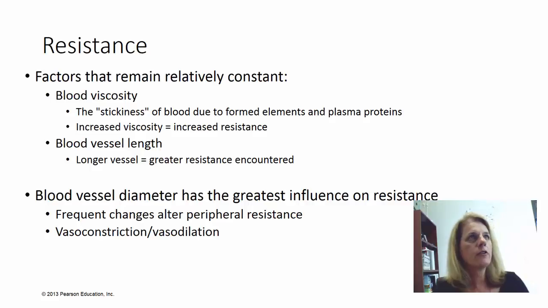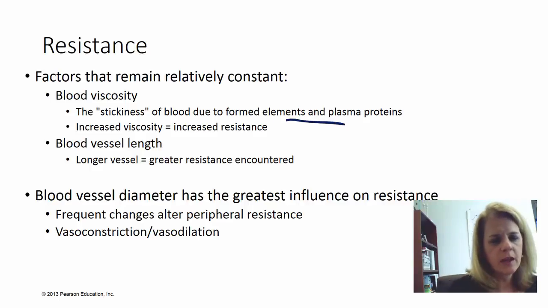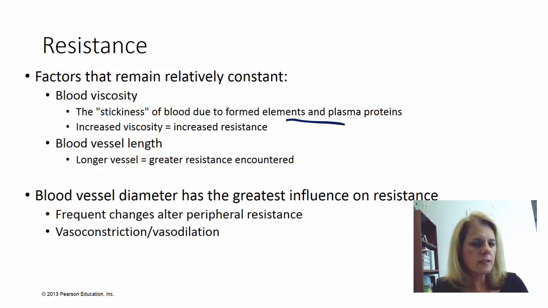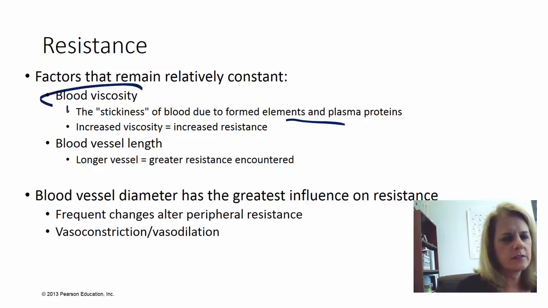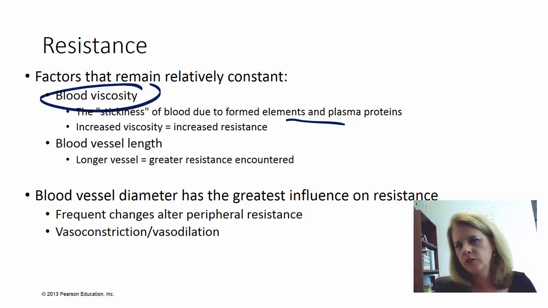But do we change these? Well, blood vessel length and blood viscosity really don't change all that much. The stickiness of the blood doesn't really change. The more sticky it is, the more viscosity, the more resistance you're going to have. But you don't see that unless you're severely dehydrated, which thickens up the blood, or if someone has taken erythropoietin, blood doping, and has an increased number of blood cells. So you typically don't see widespread changes in viscosity.